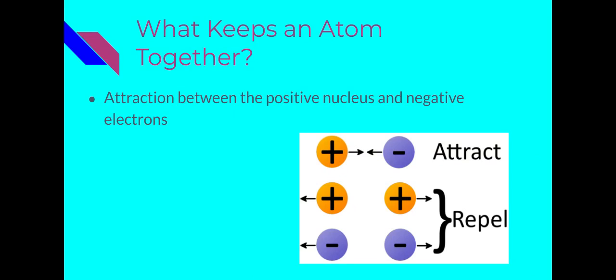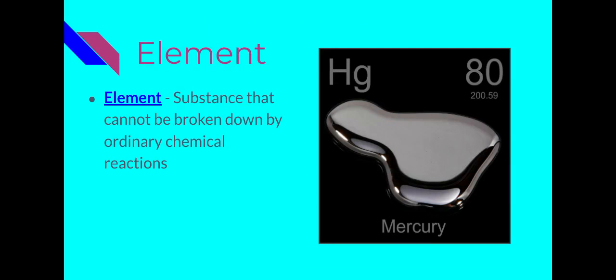So what keeps an atom together? Attraction between the positive nucleus and the negative electrons is what keeps the atom together. So this is a picture of opposites attracting. A positive and negative attract to each other. Two positives repel and two negatives repel. So that's how the forces of positive and negative work.